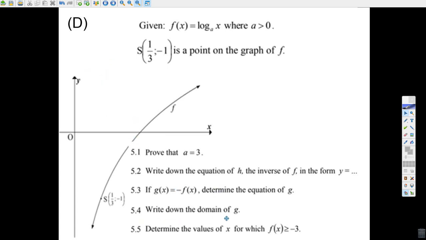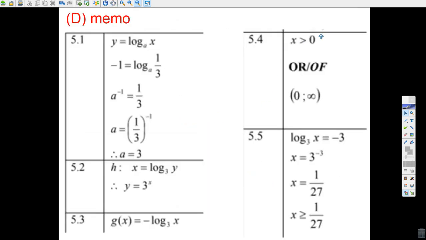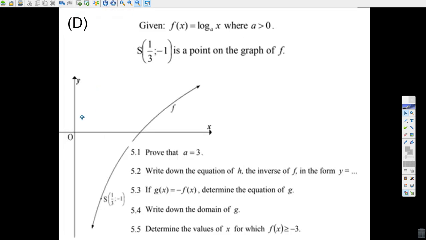But the question is, what's the domain? What are all the possible things for x? Well, I'm looking at the domain here. x is greater than 0. And that's your answer here. x is greater than 0. That's the answer. That's all the things that x can be, both for g of x and minus f of x. Now the last question.